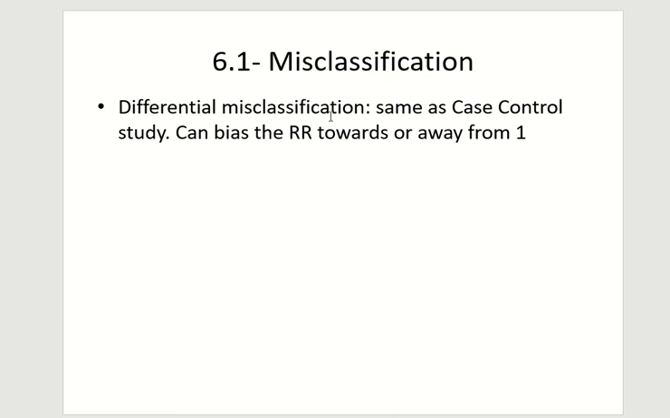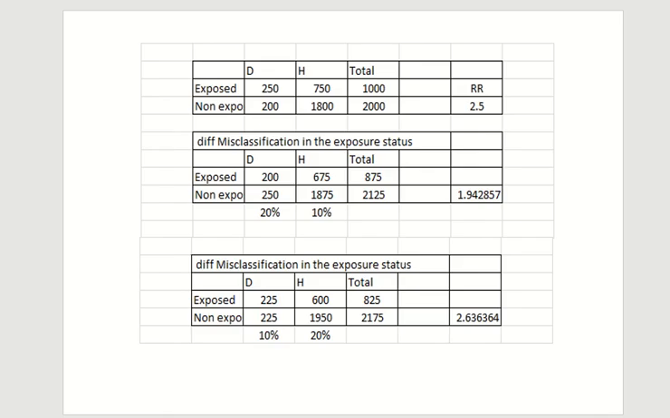Okay. There is another type of misclassification which is called the differential misclassification. Differential misclassification, you are misclassifying, however, you're misclassifying differentially. And here, your relative risk could be either biased towards the null or away from the null. And I talk about the case control case here again. If you haven't watched that video, it's fine. So let's look at an example where we are making a misclassification. However, the misclassification is differential.